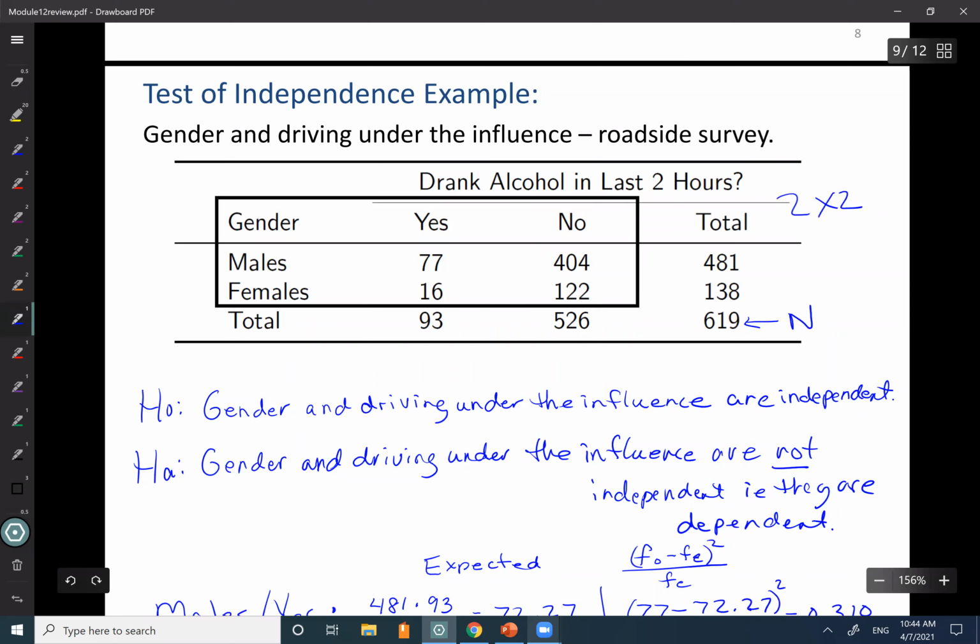Now we could have had 3 categories for gender or for driving under the influence. There could have been a yes, no, or do not wish to answer, right? There could have been a third category. Yes, I have been drinking. No, I haven't been drinking. There could have been a third one saying do not wish to disclose. Then that would be a 2 by 3, right?